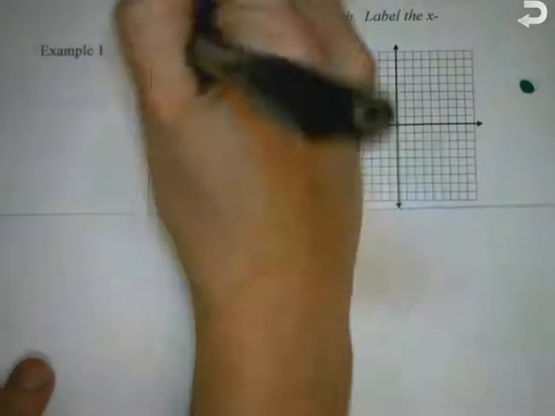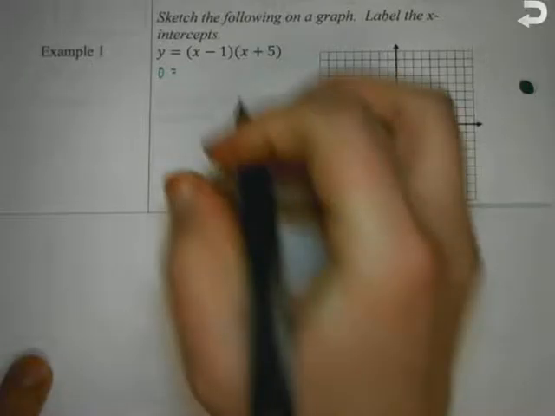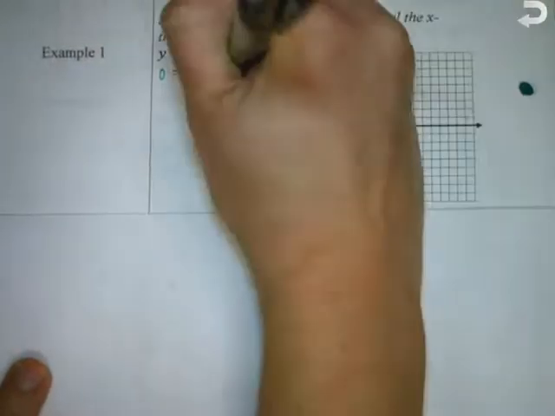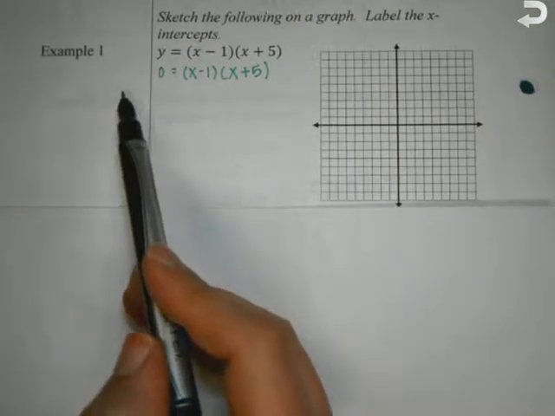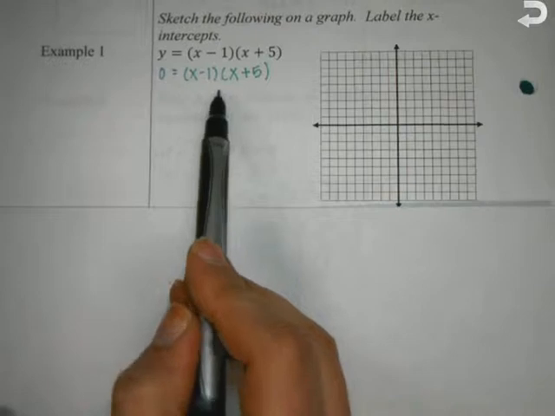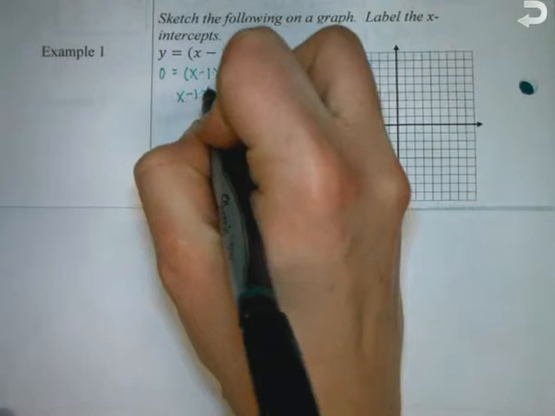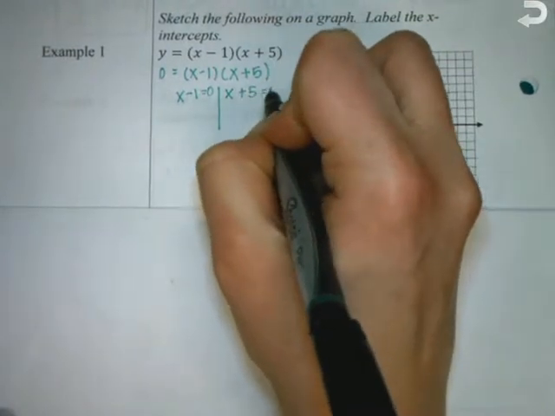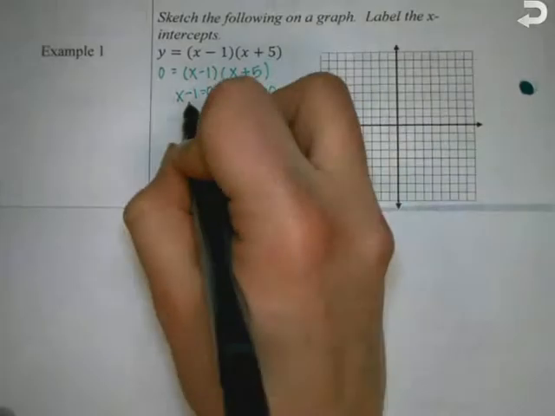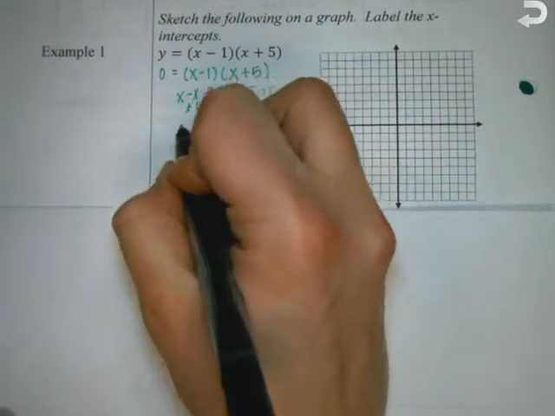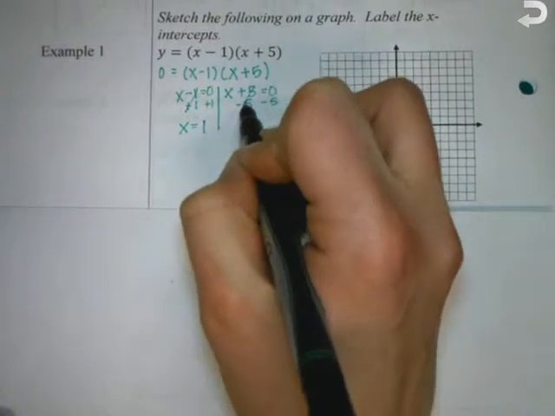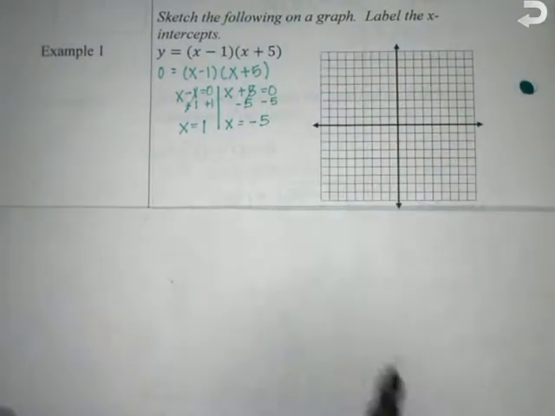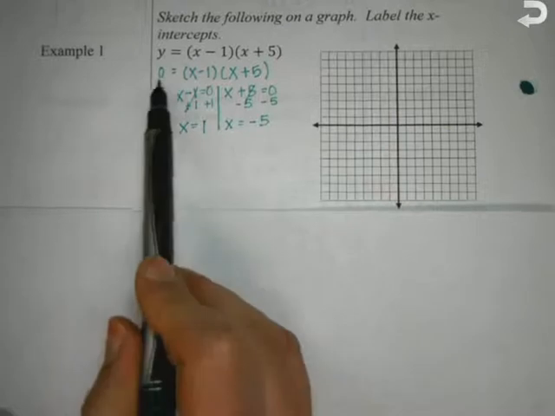So this is 0 equals x minus 1 times x plus 5. So because we're plugging in 0 for y, we're automatically getting the x-intercepts. Okay, and then what do I do? Draw the line down the middle and set x minus 1 equal to 0 and x plus 5 equal to 0. X minus 1 equals 0. I add 1 to both sides, so x equals 1. X plus 5, I subtract 5 from both sides, so x equals negative 5. These are x-intercepts because y is 0. We plugged in 0 for y.